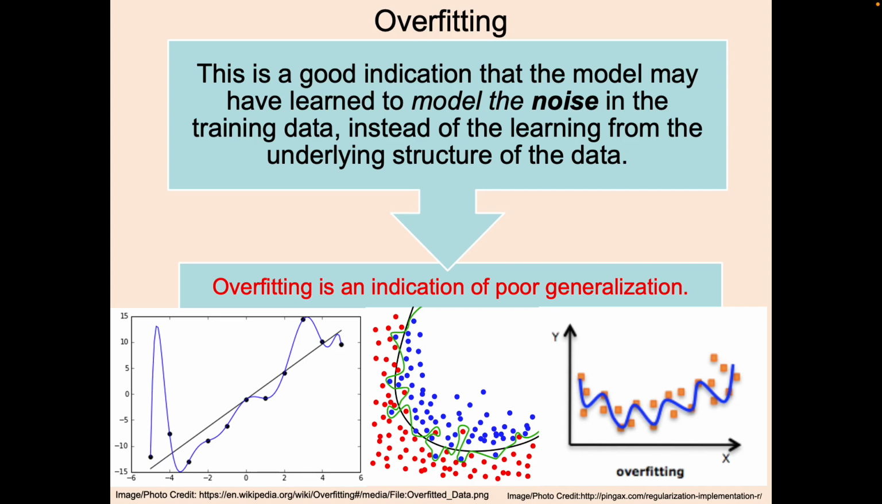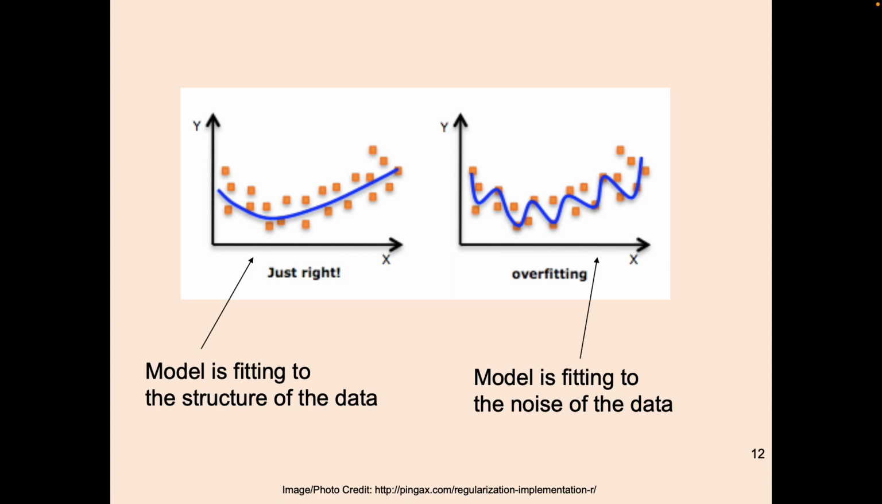Now, in a different video, we will discuss what techniques we can use to simplify the model and avoid overfitting. We can use a validation data set to guide our training process to avoid overfitting. We will see what a validation set is in another video. On the left hand side, we see that the model is fitting to the structure of the data. On the right hand side of this image, we see that the model is fitting to the noise of the data.